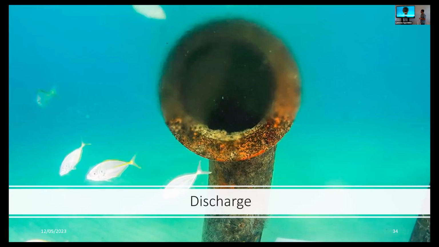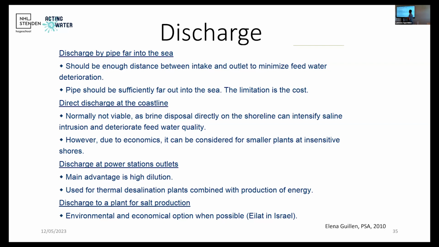When we talk about brine discharge, directly disposing of the brine in the sea environment, it's important to say that discharge should be by pipe far into the sea, with enough distance between intake and outlet to minimize feedwater deterioration. The limitation is the cost, of course. So you have to do studies about currents and minimum distances to define your discharge point. Direct discharge at the coastline is normally not viable, as brine disposal directly to the shore can intensify saline intrusion and drastically deteriorate feedwater quality.